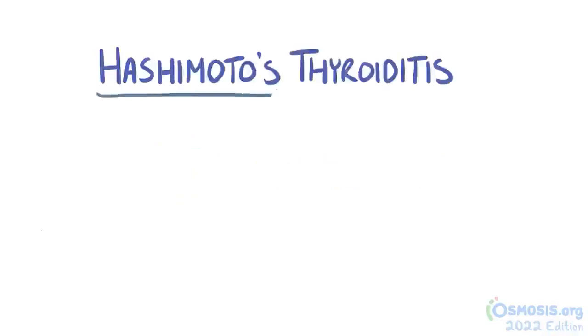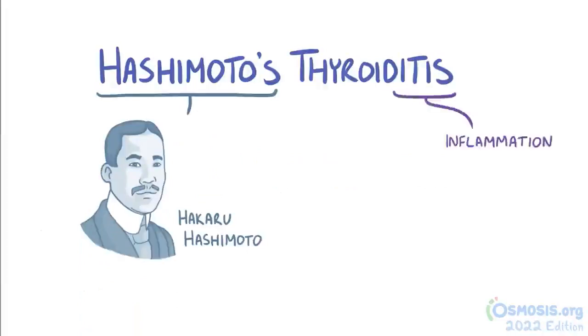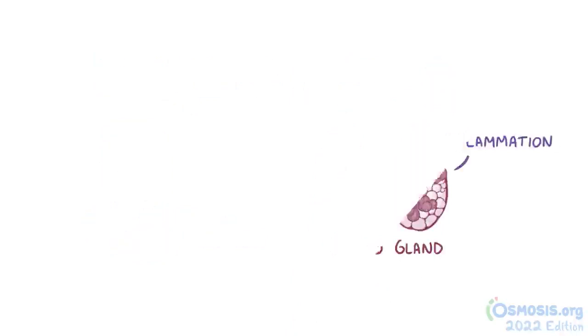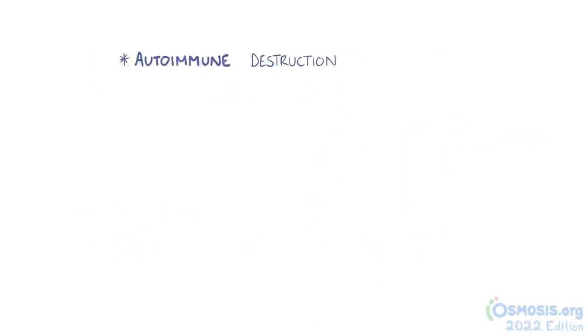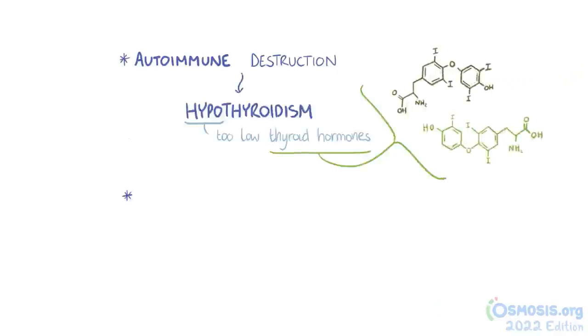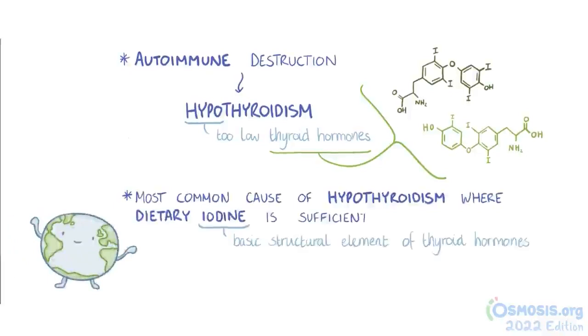Hashimoto's thyroiditis, named after the Japanese physician Hikaru Hashimoto who first described it, belongs to a group of disorders where there's some form of inflammation of the thyroid gland. It's basically an autoimmune destruction of the thyroid gland, which typically progresses gradually to hypothyroidism, or a state of low thyroid hormones. In fact, Hashimoto's thyroiditis is the most common cause of hypothyroidism in areas of the world where dietary iodine, which is the basic structural element of thyroid hormones, is sufficient.